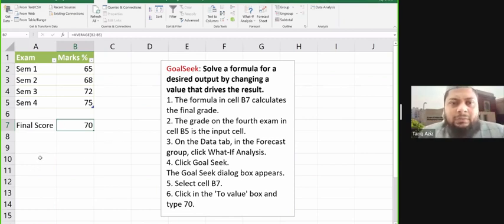So is this clear? Now, I mean, this is just an example. This goal seek can be used in a lot of other situations.